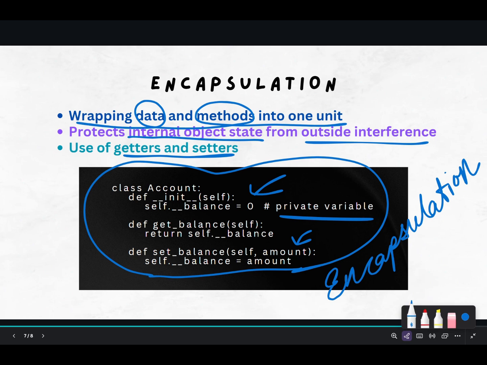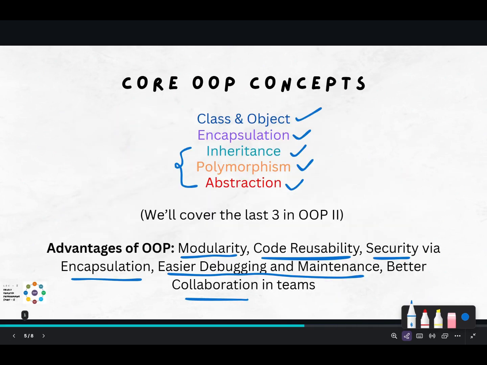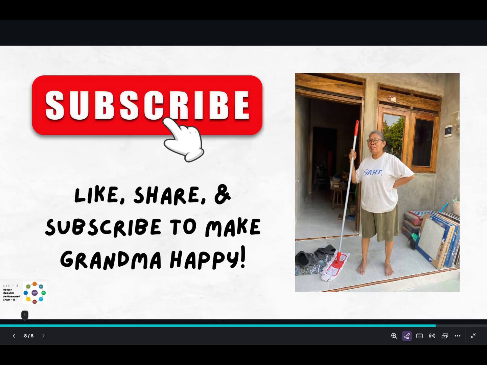Now the other concepts of OOP, which were inheritance, polymorphism and abstraction, we will learn that in the next lecture.